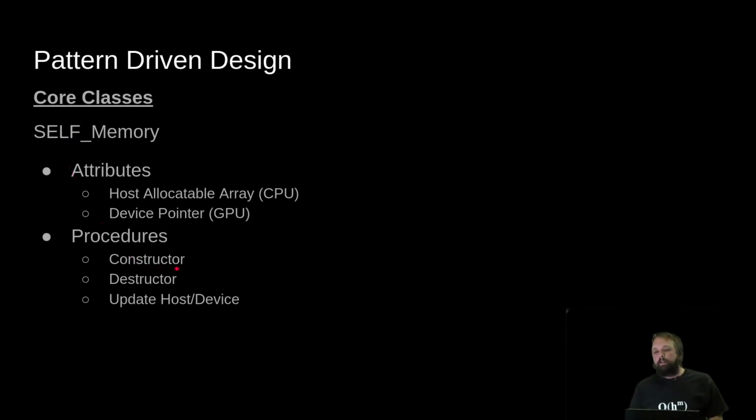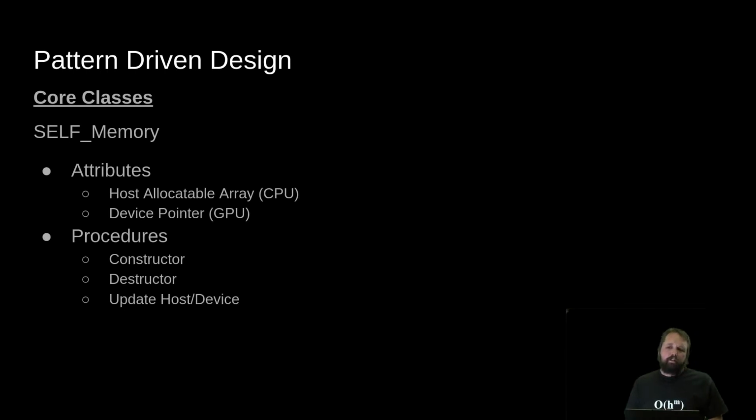We have a constructor, which, if you're building for a GPU platform, when you call the constructor, it will allocate the CPU memory and it will allocate the GPU memory. The destructor, of course, would deallocate those. And then you have these routines that are available if you're building for GPU hardware, update host and update device, that you can simply call just to get data from the CPU side to the GPU and vice versa.